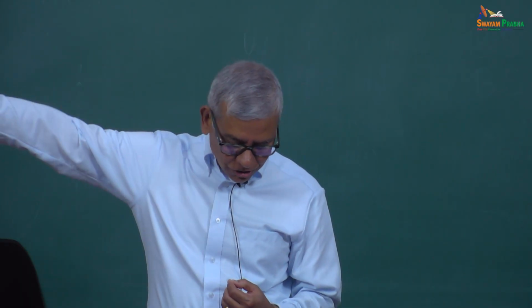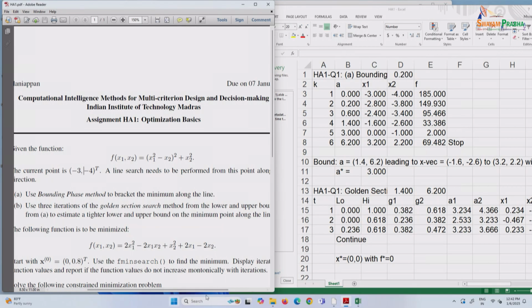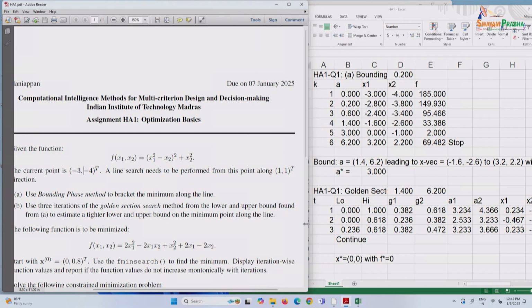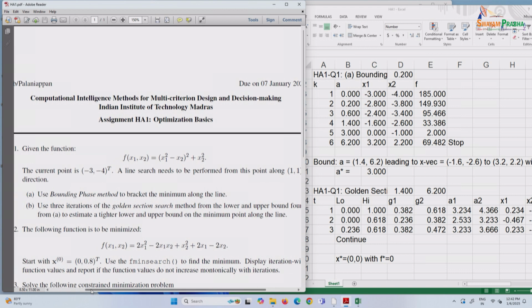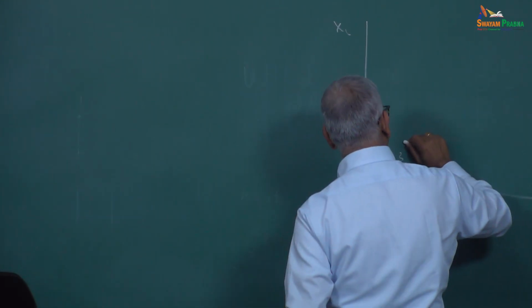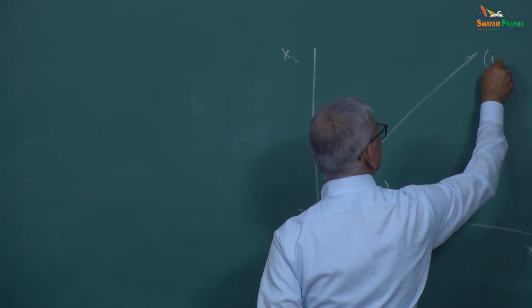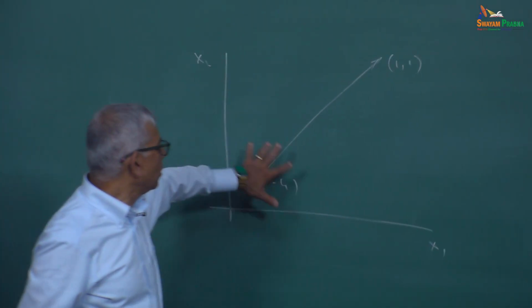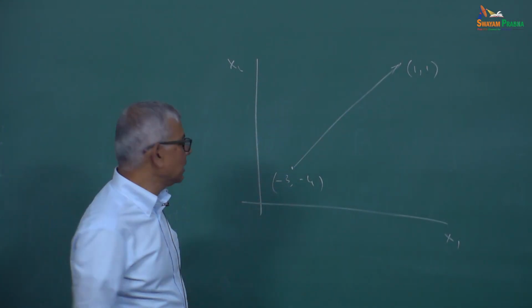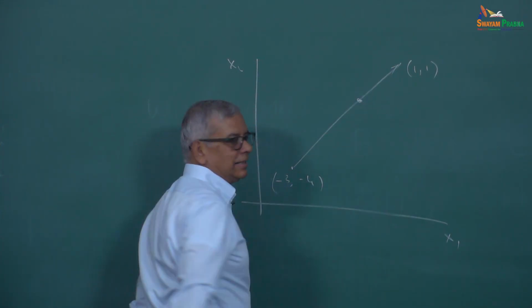I will do a line search that needs to be performed along 1 1, along the direction 1 1 using bounding phase. So basically, what I have is a two-dimensional space x1 x2. I've got a -3, -4 point and I'm going along the 1 1 direction. The objective function can be defined anywhere in this space. Somewhere there will be a minima. I need to find that.